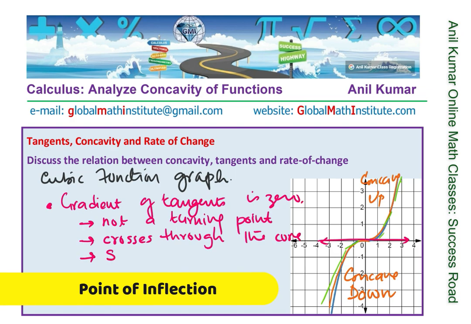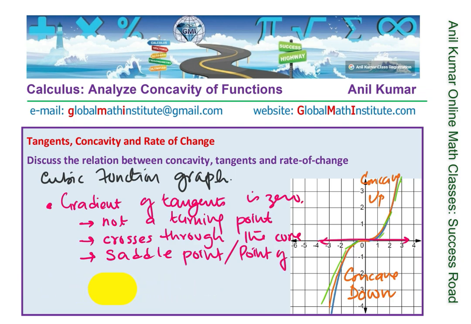This is called the saddle point, and also point of inflection. It is very important to notice that here the concavity changes. From concave down, it is becoming concave up in this case, right? So wherever the tangent gradient is 0 and the concavity changes, that is called a saddle point or a point of inflection. You get the idea. So from here you learn many things, right?